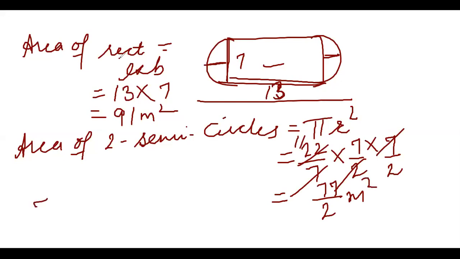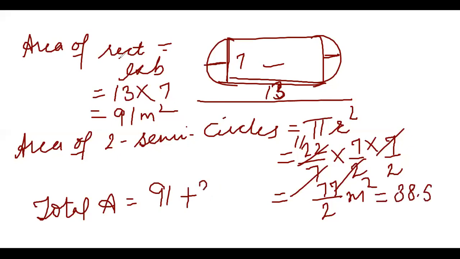Now total area of the given figure will be 91 plus 77 upon 2. What will be 77 upon 2 here? 38.5. Add it, 129.5 meters square. Okay, this is the total area of the given figure.